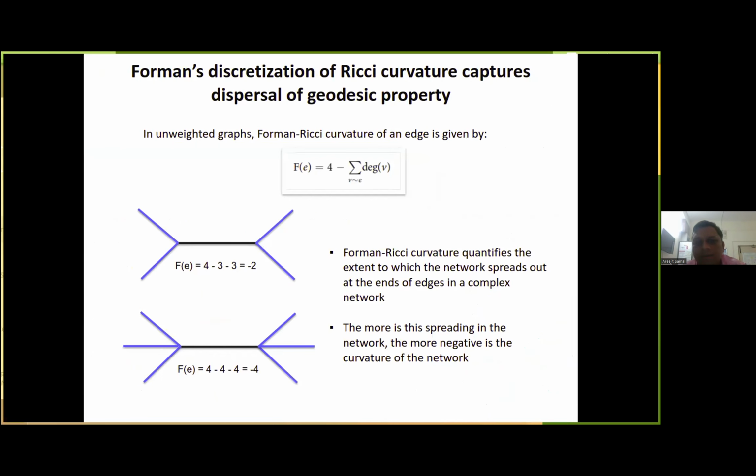Let's try to take two simple examples. In an unweighted graph, as I mentioned, the Forman-Ricci curvature of an edge is given by 4 minus the summation of the degrees of the two vertices anchoring it. You have the edge in black for which we are computing the Forman curvature. If you look at the anchoring vertices, there are 2 other edges at the two ends. So the Forman curvature becomes 4 minus 3 minus 3, that's minus 2. But if you look at this graph, where there are 3 other edges at each of the two vertices, the Forman curvature becomes 4 minus 4 minus 4, equal to minus 4. There is much more spreading at the ends of this edge in this graph than in the other. The Forman-Ricci curvature essentially quantifies the extent to which the network spreads out at the ends of the edges in a complex network.